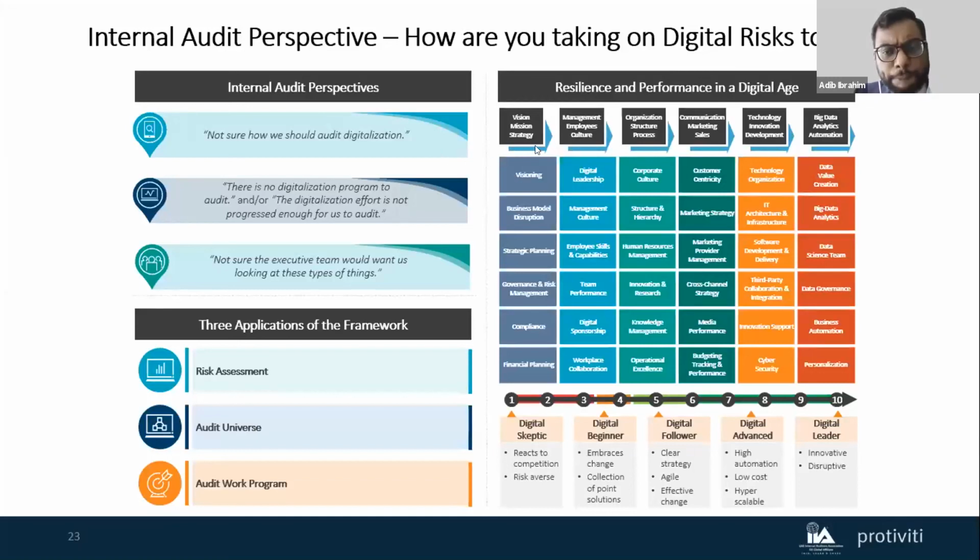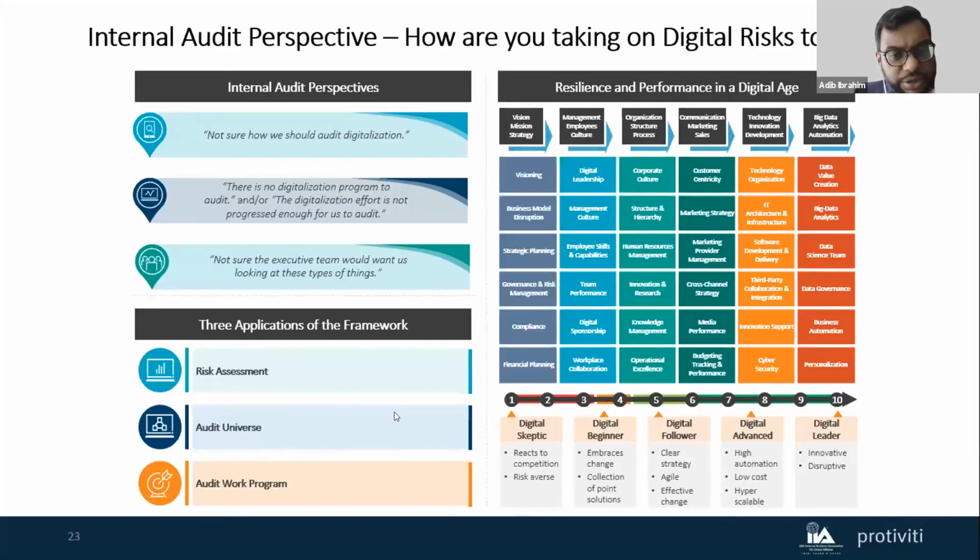So as an organization, you would be anywhere from a skeptic to a leader. Maybe 2 years back when we were speaking to organizations, the majority would be in the skeptic to beginner stage. We now see most of the organizations are in the beginner and follower stages. In fact, with the pandemic coming in, the organizations have rapidly started exploring and are becoming followers, or some of them have even reached the advanced stages.